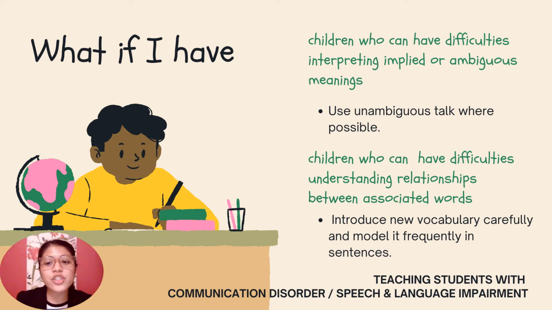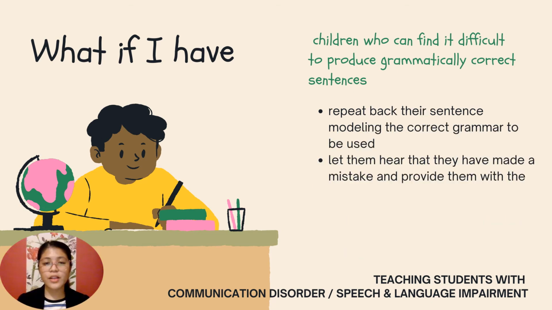Next, what if we have children who have difficulties understanding relationships between associated words? The teacher must introduce vocabulary words one at a time, use visual support when introducing them, and model them frequently in sentences. What if we have children who find it difficult to produce grammatically correct sentences?